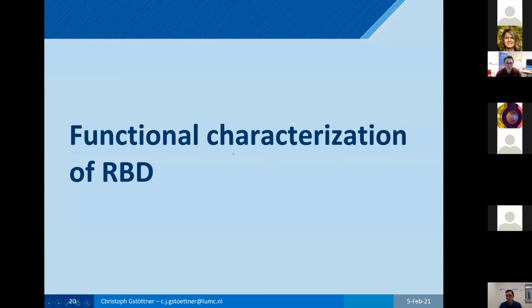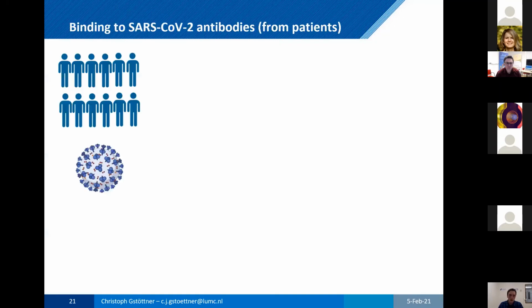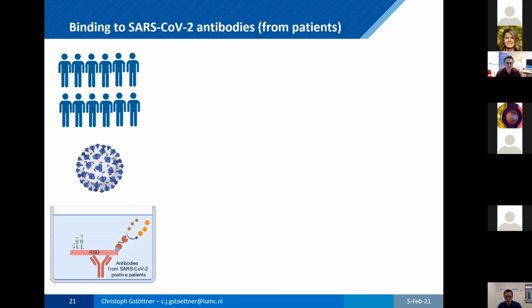After I showed you now how we structurally characterized the RBD domain, I want to show you how we functionally characterized it. And for this, we wanted to see how the RBD domain is binding to antibodies, especially from patients who had already a coronavirus infection. Therefore, we used a serum of 12 patients and captured the anti-spike antibodies, coated an ELISA plate with it, and determined the binding of the RBD domains to these antibodies.